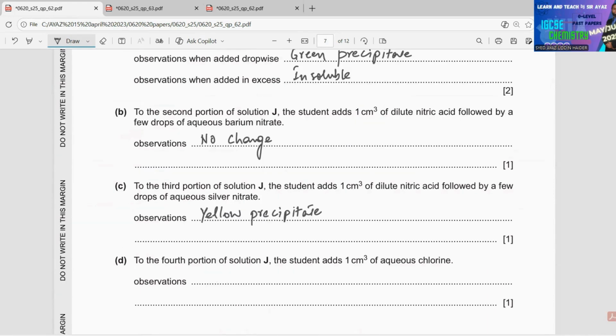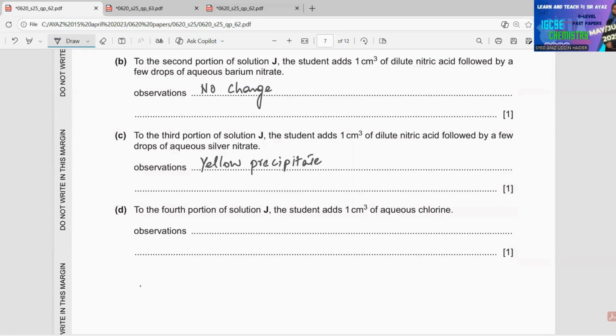D, to the fourth portion of solution J, the student adds 1 centimeter cube of aqueous chlorine. So what will happen if aqueous chlorine will be added to this? You see, it's iron 2 iodide, and we are adding chlorine. Both chlorine and iodine belong to group 7. You know group 7? You need to learn first 20 elements. We have fluorine, chlorine, bromine, iodine, astatine, tennessine. The last two for your knowledge only.